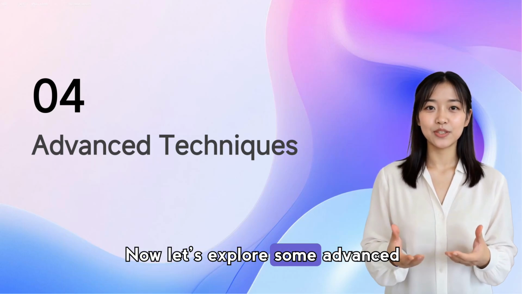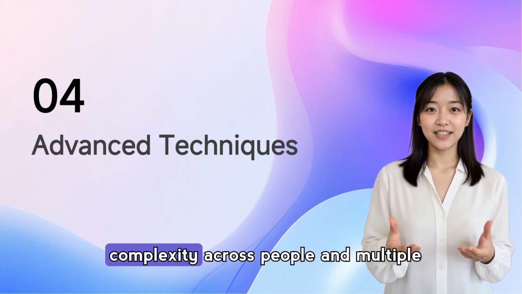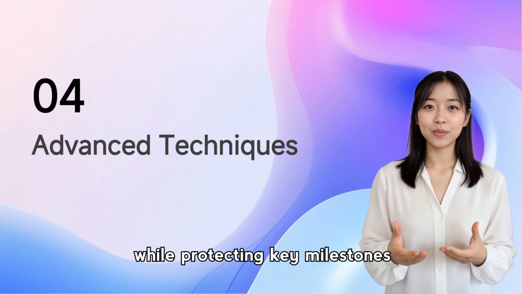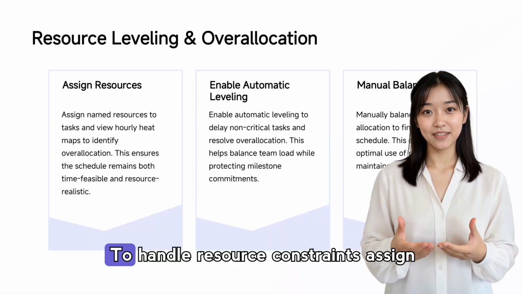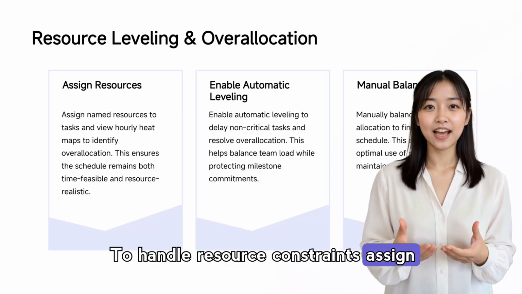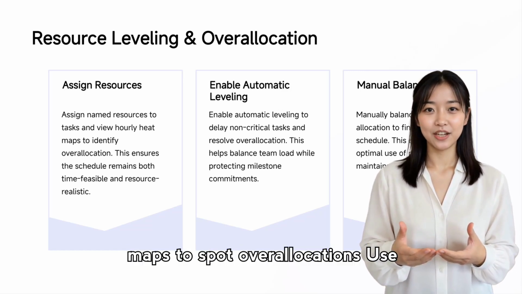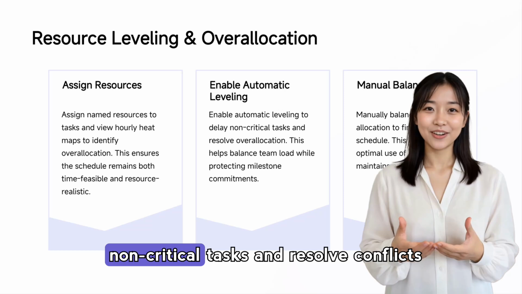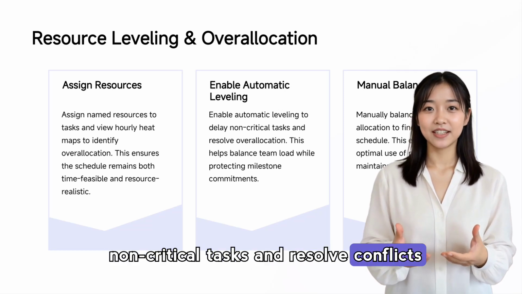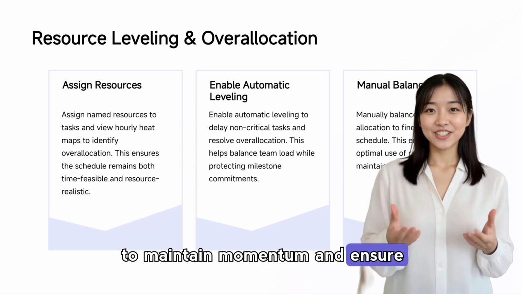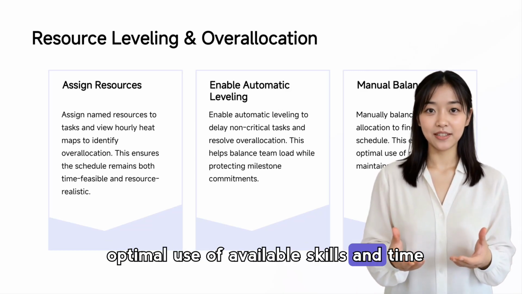Now let's explore some advanced techniques that help manage complexity across people and multiple projects, keeping schedules realistic while protecting key milestones. To handle resource constraints, assign named resources and review heat maps to spot overallocations. Use automatic leveling to nudge non-critical tasks and resolve conflicts, while manually fine-tuning allocations to maintain momentum and ensure optimal use of available skills and time.